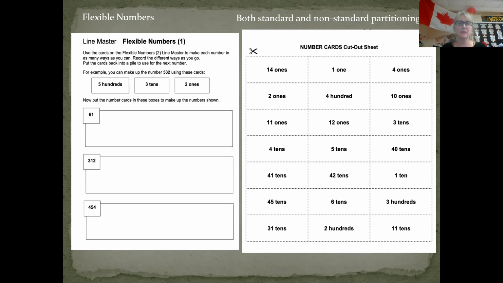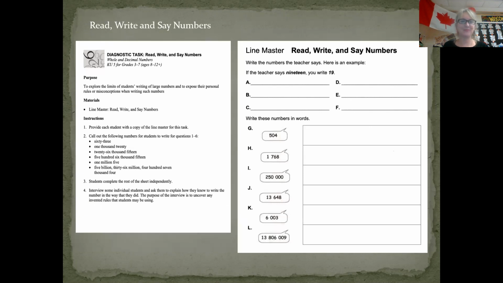Especially, again, it's a perfect one for an LST session with someone, just to see where they're at in their thinking and whether or not they've got that flexibility of partitioning and place value. Definitely try that one.